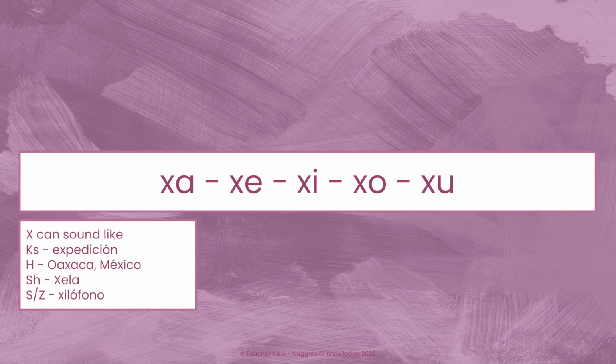X. It can have a couple different sounds. So it can have the typical x sound like expedition, expedición. It can have an H sound like Oaxaca, Mexico. It can have a sh sound like the name Shela. Or it can have a z sound like xilófono, kind of an s sound. Okay, so let's just practice with the sh, sha, she, shi, sho, shu.